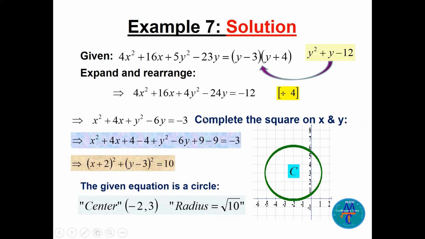Let's complete the square on the x and on the y. See, both have the coefficient 1. So here, 4 divided by 2, squared, is 4. So we add 4, subtract 4. Here we add 9, subtract 9, equals minus 3. Look at the equation here: (x + 2) squared plus (y − 3) squared equals 10. So that's a circle. This is the graph here. The center is (−2, 3), and the radius is square root of 10.